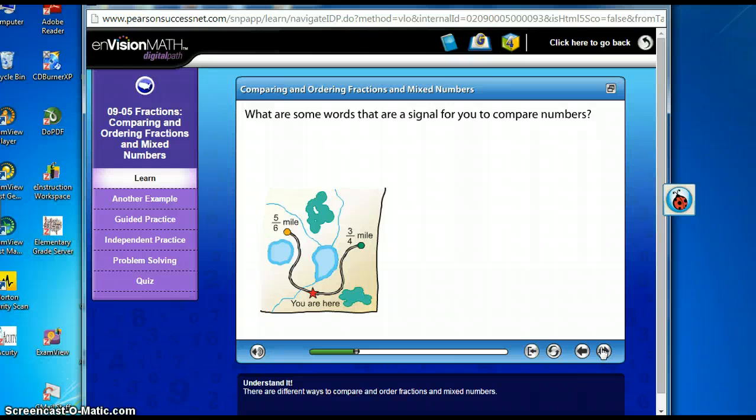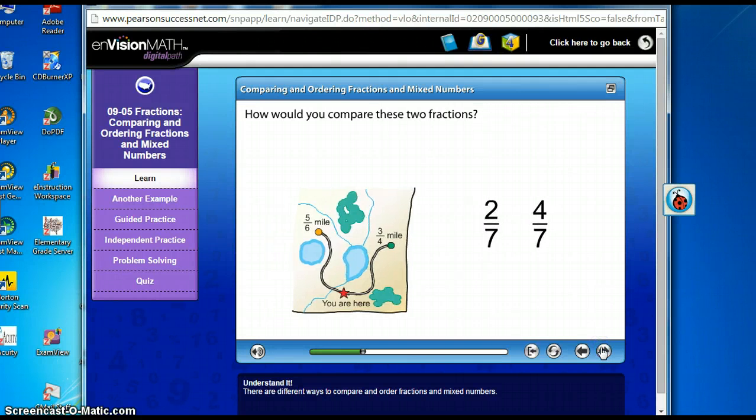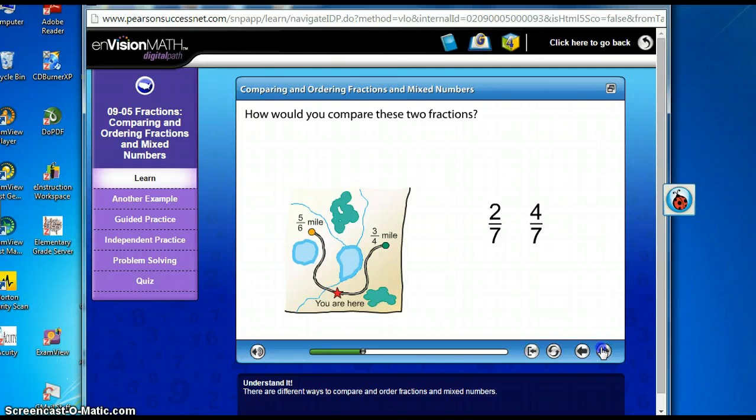Corinne? Which one is larger? Yes. Which one is greater? How would you compare these two fractions? You would compare the numerators. Because they have the same denominator, I can go ahead and compare them. I can tell which one is larger and which one is smaller. When you have the same denominators, you then just look at the numerators.